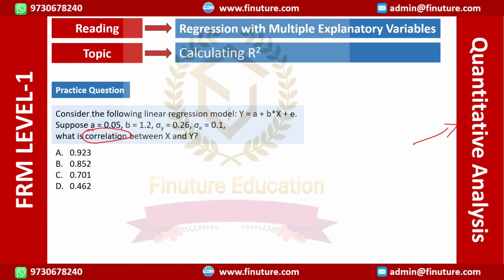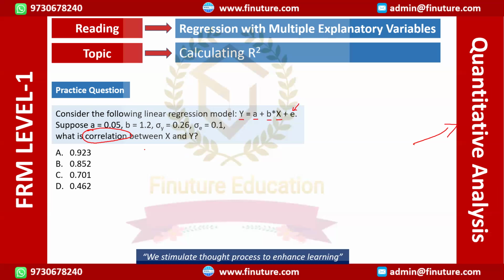The question is: consider the following linear regression model, which has your dependent variable, y-intercept, slope, independent variable, and at last we have the error term. Suppose your y-intercept is 0.05, your slope is 1.2, the standard deviation of the dependent variable is 26%, and the standard deviation of the error terms is 0.1%. What is the correlation between x and y? These are the options, and we have to choose the right option. You will get a sense that we will make you think when we'll be solving this problem.